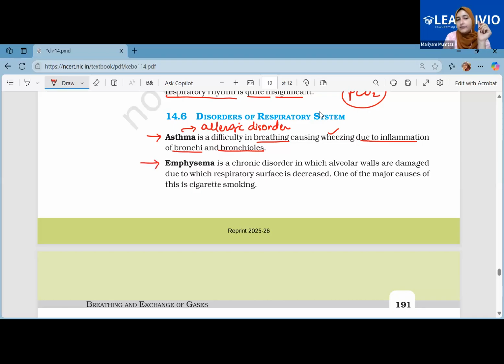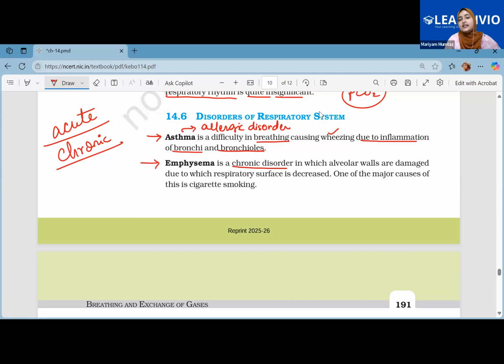Then comes emphysema. Emphysema is the name of the next disease. It is a chronic disorder. Do you people know the difference between acute and chronic? Disorders are of two types. One is acute, one is chronic. See, chronic disorders are those disorders that take place for a longer period of time. Like cancer. Cancer is a chronic disorder, right? But if you get a stomach flu, that is acute. It will happen, it will get over, and then you're done with it. It won't last years and years and years.